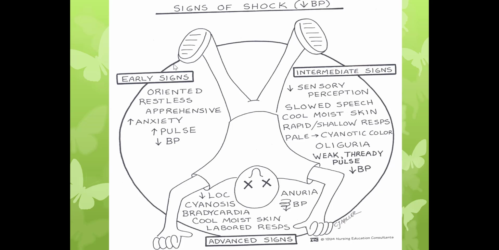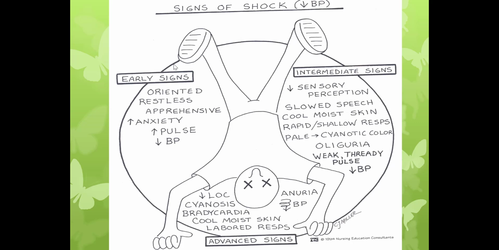This is not something to memorize. This is just something to give you a quick visual. But you look at the early signs of shock. They're still oriented. They may be a little restless or apprehensive, maybe a little anxious. But if anything, you might see an increased pulse. You might not even see any decrease in blood pressure at this point. Or if you do, it is so minuscule, it is not even something that's going to catch your eye.